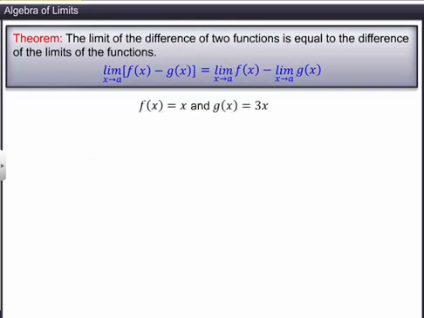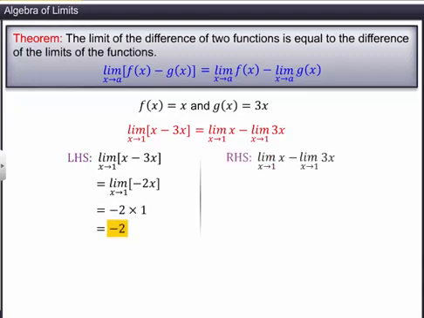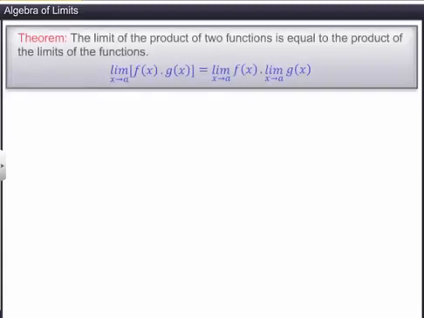Let's verify this theorem with the functions shown with limit x tends to 1. The left-hand side is equal to -2. The right-hand side is also equal to -2. Hence, the theorem is verified. The next theorem states that the limit of the product of two functions is equal to the product of the limits of the functions.